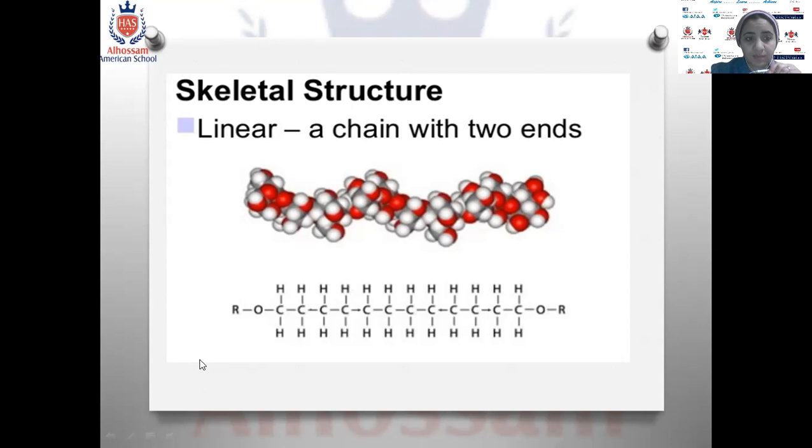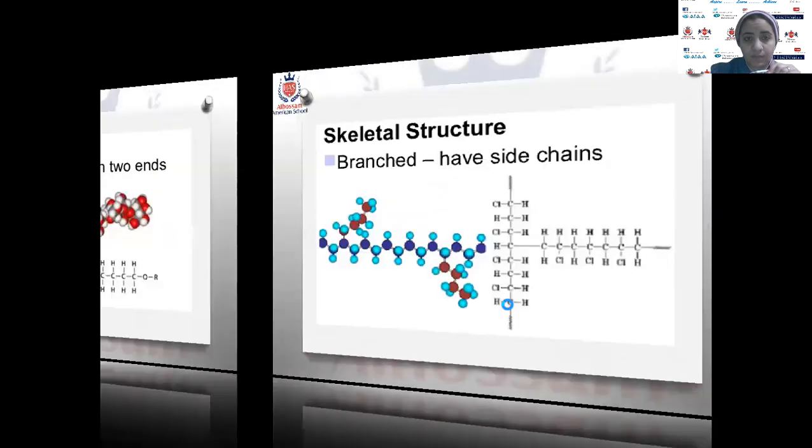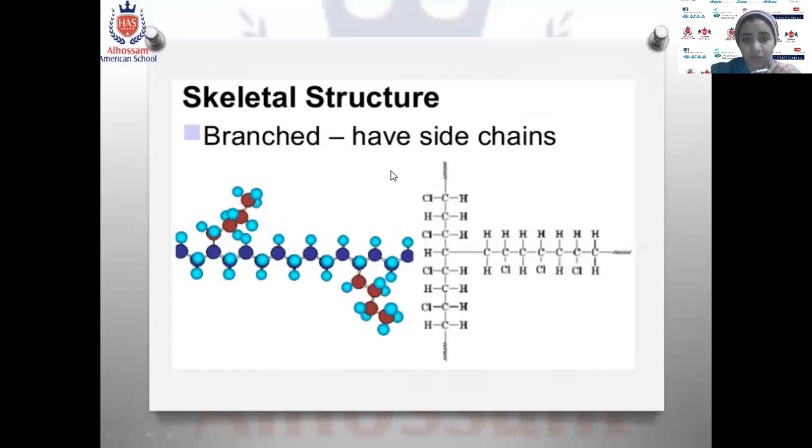The second type is the branched structure. Branch means it has side chains. For example, we have a linear structure, and on this line we have a side chain. So this is called a branched structure. For example, the repeated unit is CH2, CHCl, CH2, CHCl, and so on. At this carbon, for example, we have a side chain here and a side chain here. So this is called a branched structure.